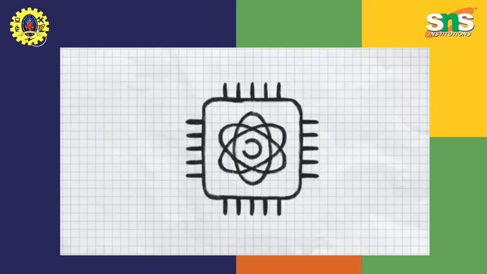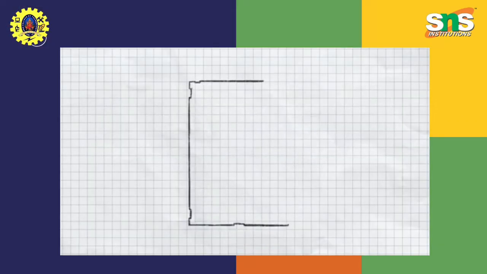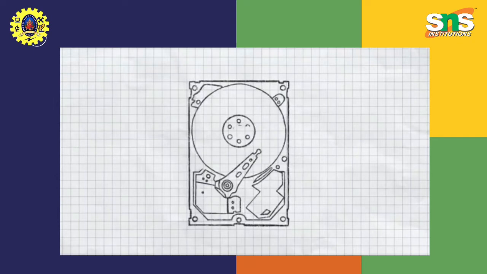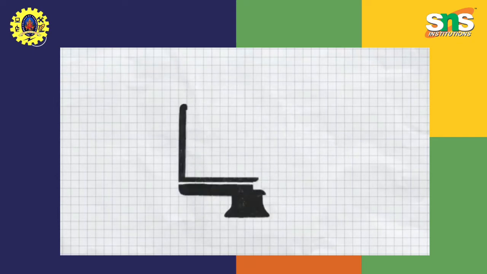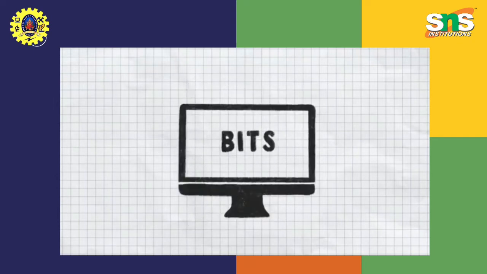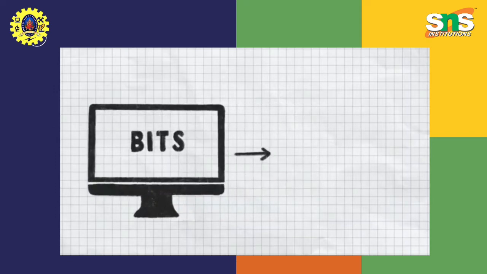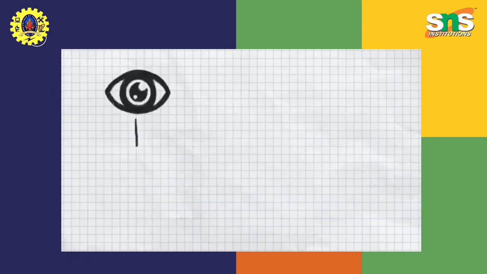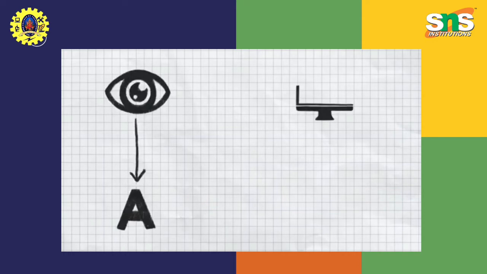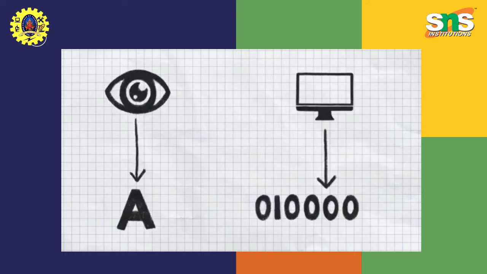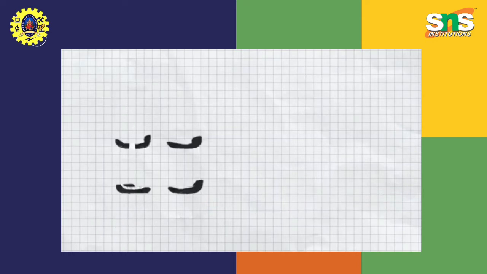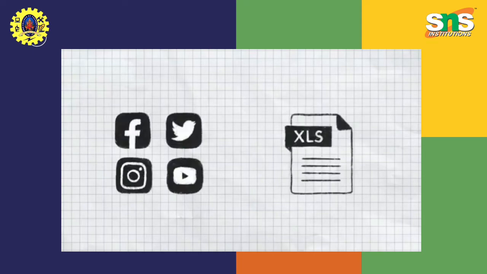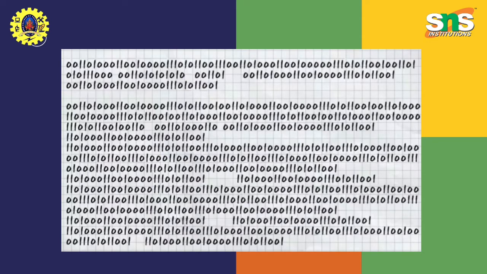All computers rely on a fundamental ability to store and manipulate information. Current computers manipulate individual bits, which store information as binary 0 and 1 states. For example, when a human eye sees the letter A, our computer sees a specific string of zeros and ones. From social media to spreadsheets, everything is done through these sequences of zeros and ones.